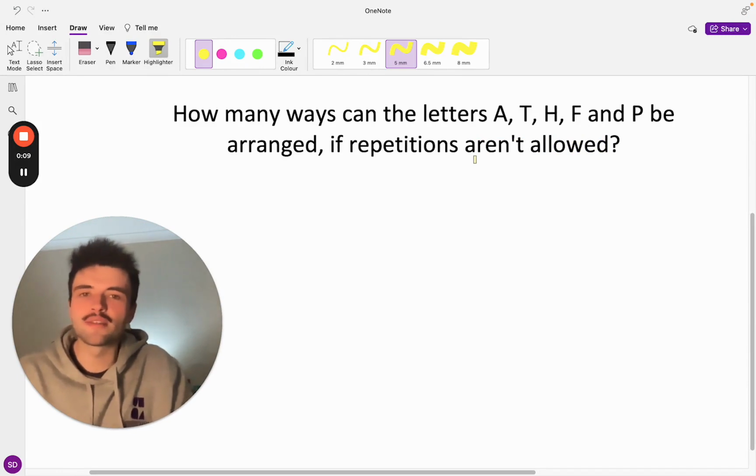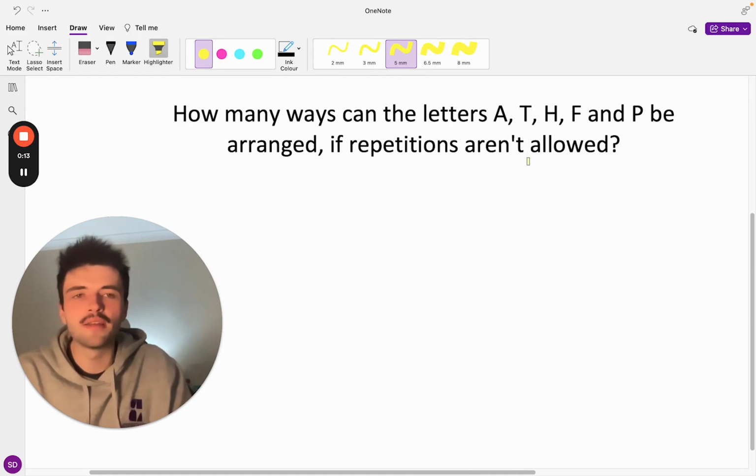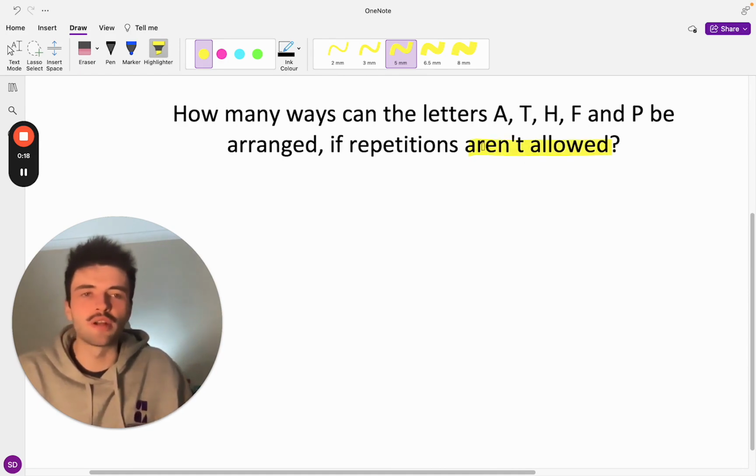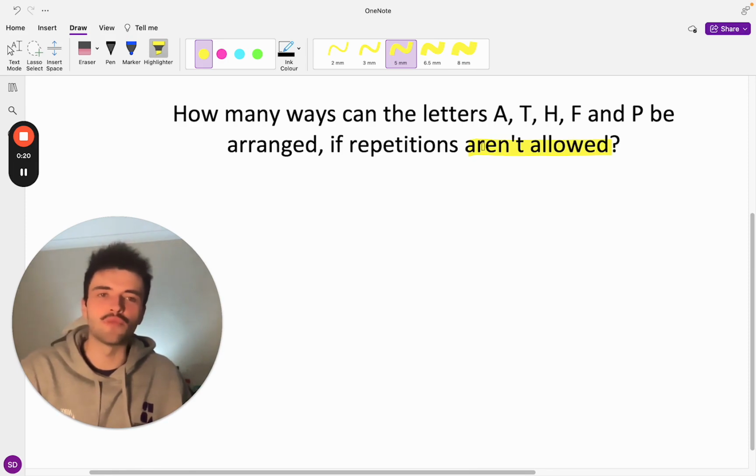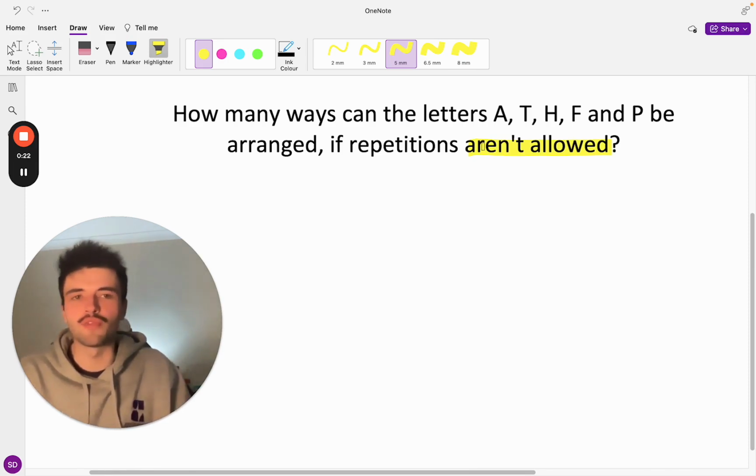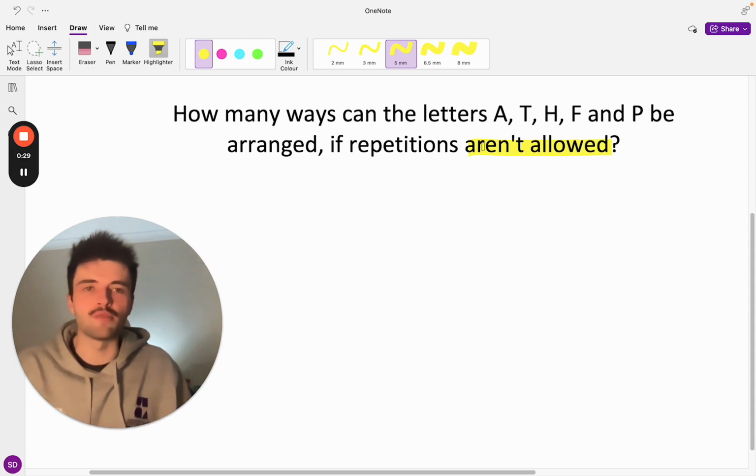So in this question we're asked how many ways can the letters A, T, H, F and P be arranged if repetitions are not allowed. Quite often you're going to be given a word. In this case we've got 5 letters, so you might be given the word maths, and you've got to rearrange all the different letters in it to find out how many ways there are to do that.